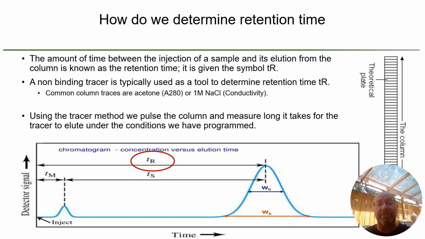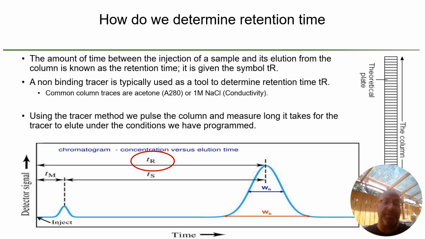So how do we determine retention time? Well, we can use a non-binding tracer. There are two methods, and this will be coming up in the next couple weeks in this class in a practical exercise on column efficiency. Retention time is the amount of time from when we inject a sample onto the column to the time that we can detect it coming off the column. The way that we can test efficiency on a column is by using a tracer.